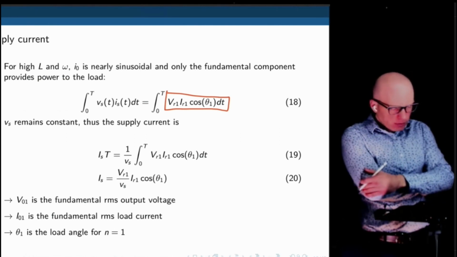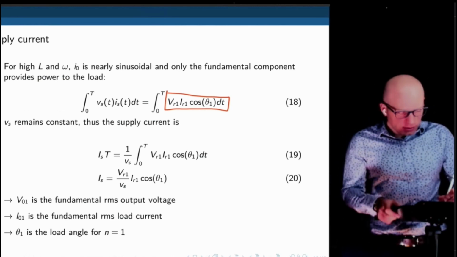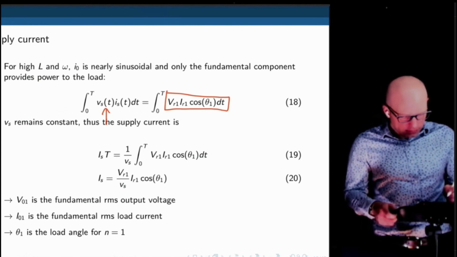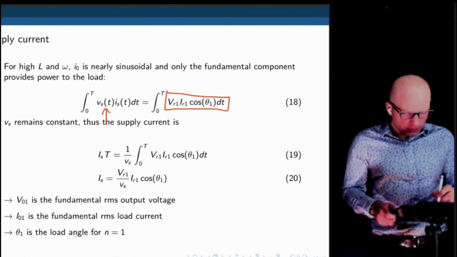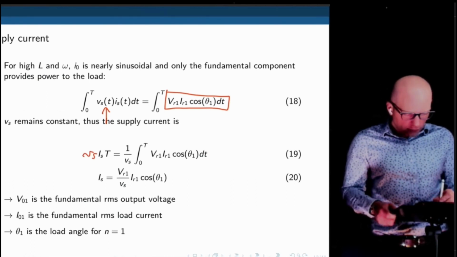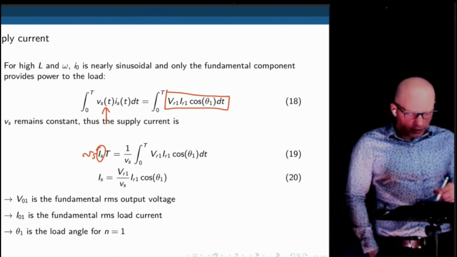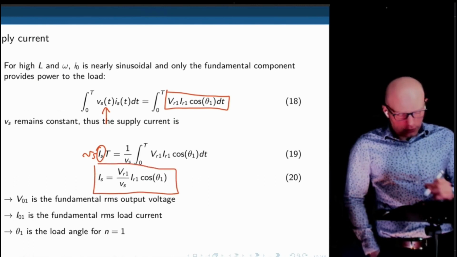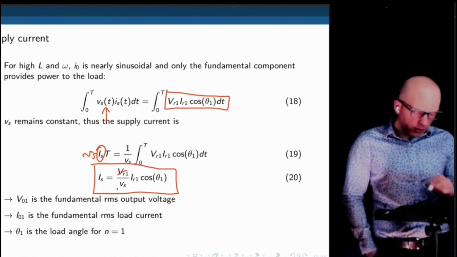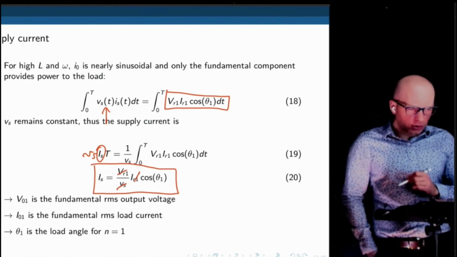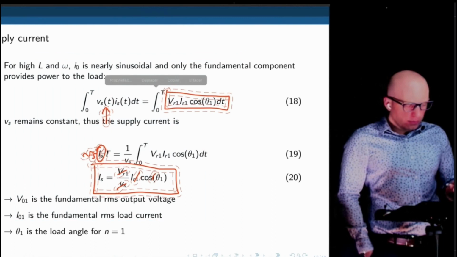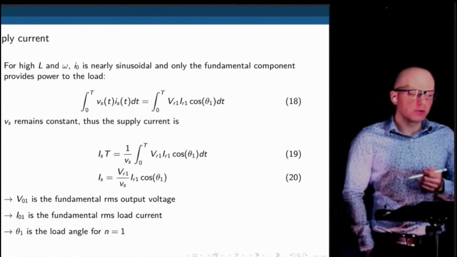Vs remains constant, so now the only thing that is constant is Vs. Is depends on the load, so we can isolate for Is by simply taking this integral. That becomes Is times T times Vs. And so for the supply current, this is what we get. Right? Load voltage, fundamental harmonic, input voltage, load current, and cosine of theta, theta being the angle of the impedance for the first fundamental harmonic.